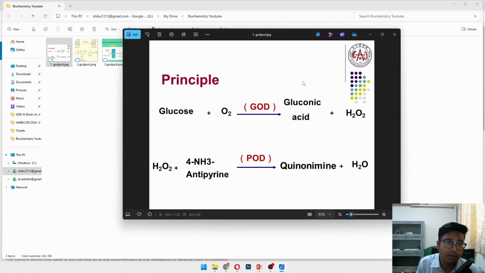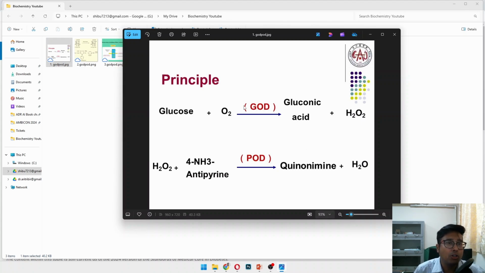So this is the principle. What is GOD? Glucose getting oxidized to gluconic acid, and H2O2 is formed in that reaction, right? And the H2O2 again helps to convert the 4-aminoantipyrine that is already present in the GOD-POD reagent to form a quinoneimine complex that is red color. But this is not the complete reaction, right?